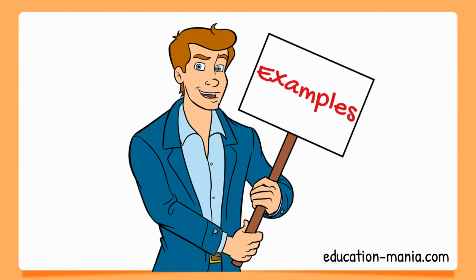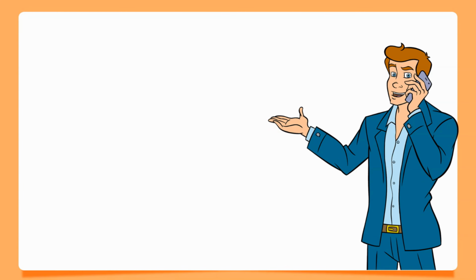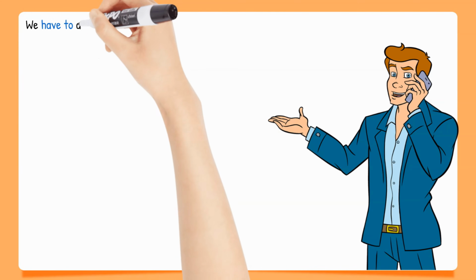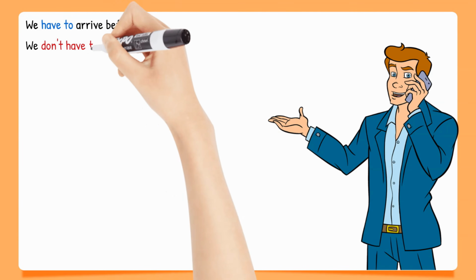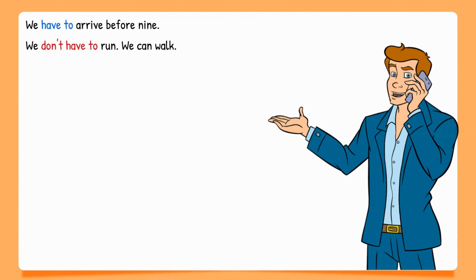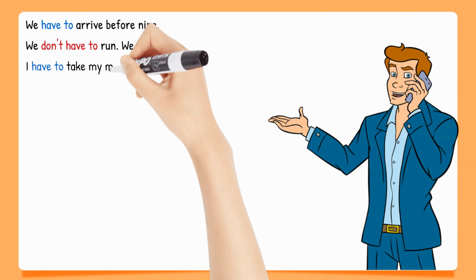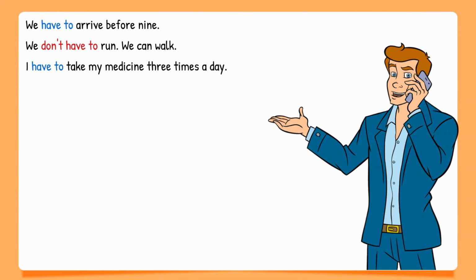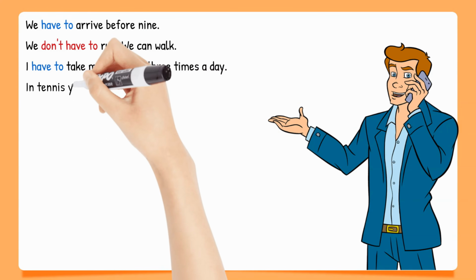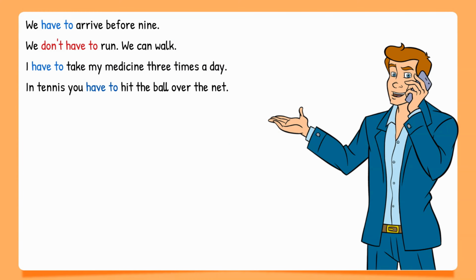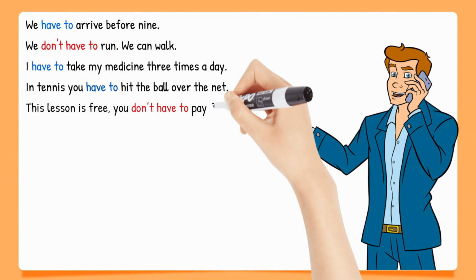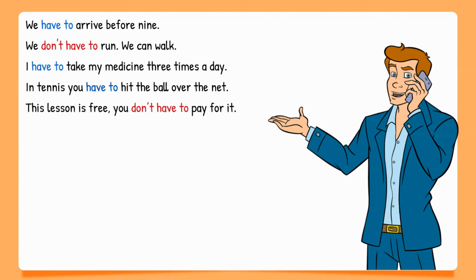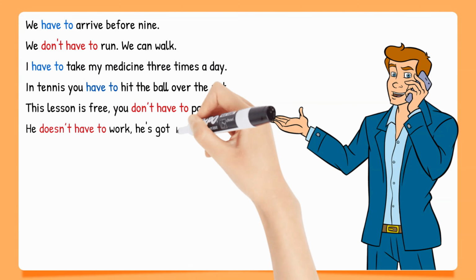Examples. We have to arrive before 9. We don't have to run. We can walk. I have to take my medicine 3 times a day. In tennis, you have to hit the ball over the net. This lesson is free, you don't have to pay for it. He doesn't have to work, he's got a lot of money.